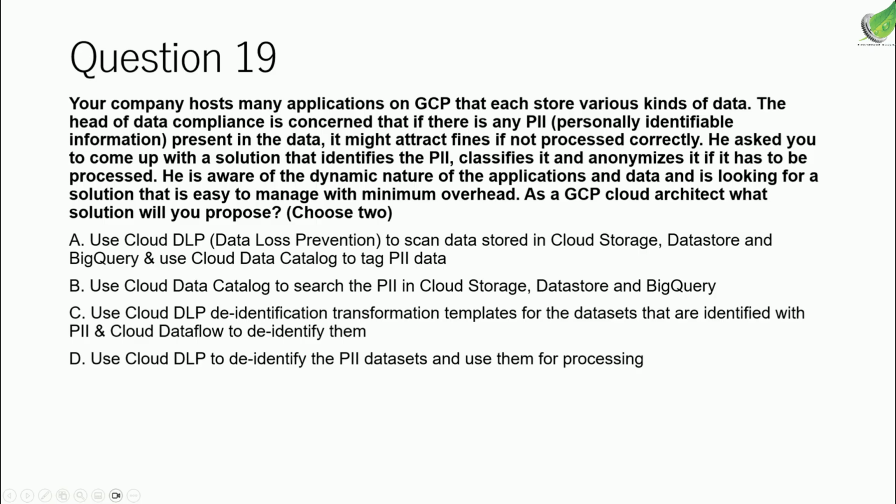Choose 2. A. Use Cloud DLP, data loss prevention, to scan data stored in Cloud Storage, Datastore, and BigQuery, and use Cloud Data Catalog to tag PII data. B. Use Cloud Data Catalog to search for the PII in Cloud Storage, Datastore, and BigQuery. C. Use Cloud DLP de-identification transformation templates for the datasets that are identified with PII and Cloud Dataflow to de-identify them. D. Use Cloud DLP to de-identify the PII datasets and use them for processing.